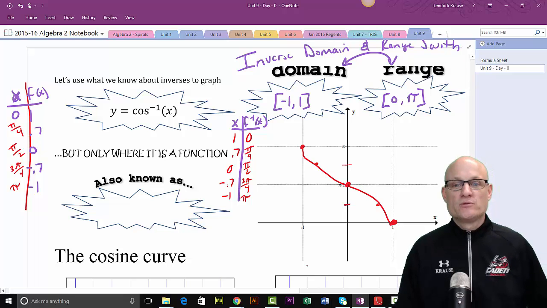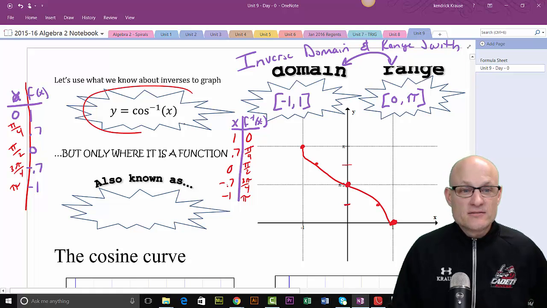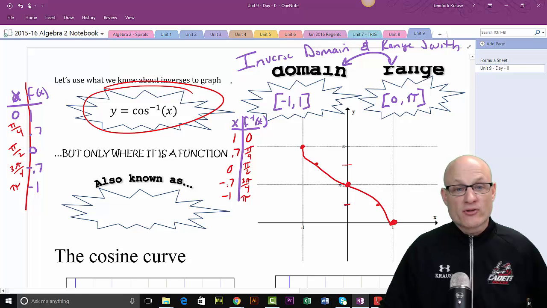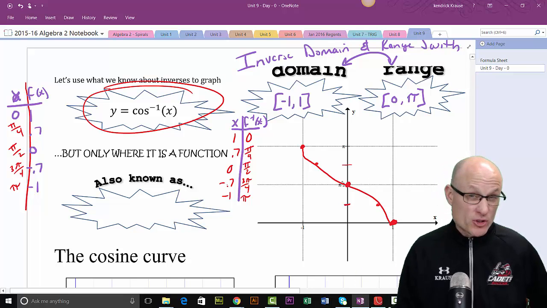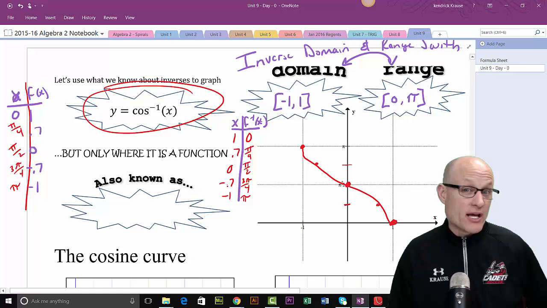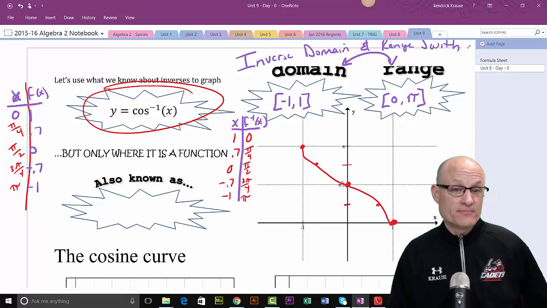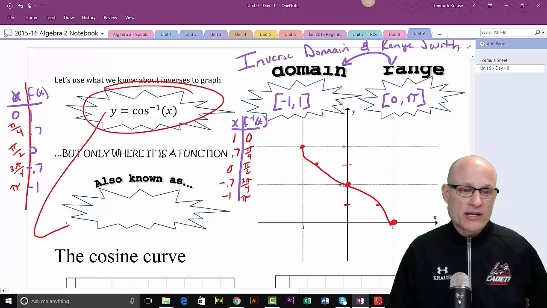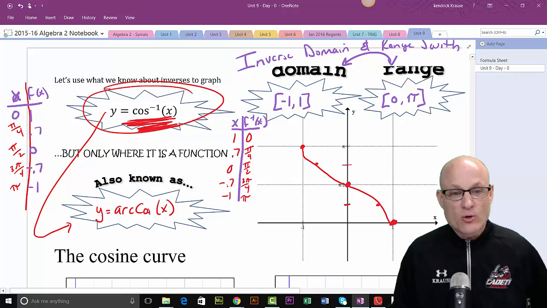And that is the inverse function of cosine graphed over a certain interval. Now you'll notice it passes both the vertical and the horizontal line test. Therefore, it is a function. Don't forget, this comes up every once in a while on a test, that inverse function is also known as the arc cosine of x. So I can either call it cosine negative 1 or inverse cosine or arc cosine. They're sort of interchangeable.